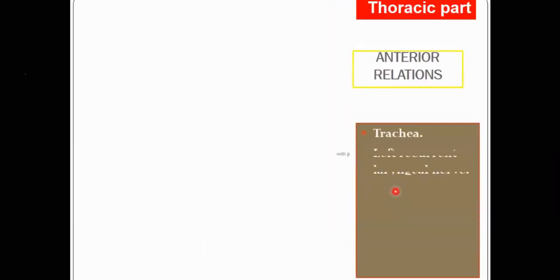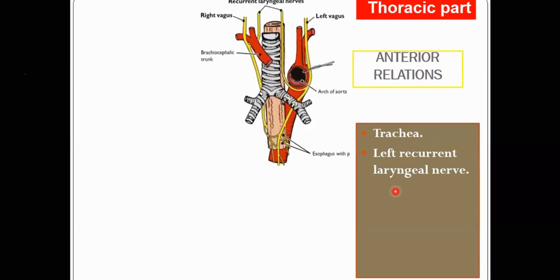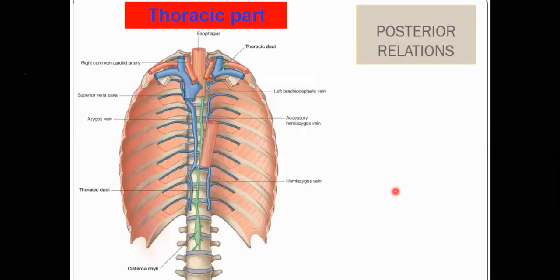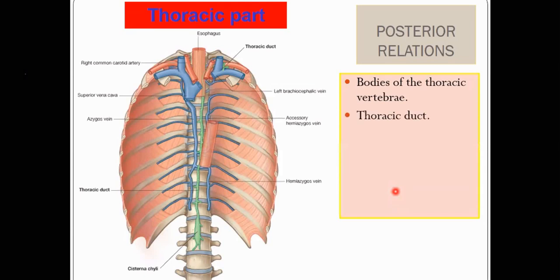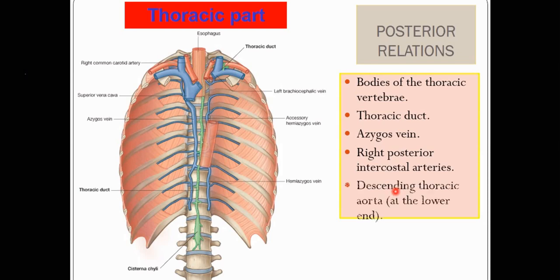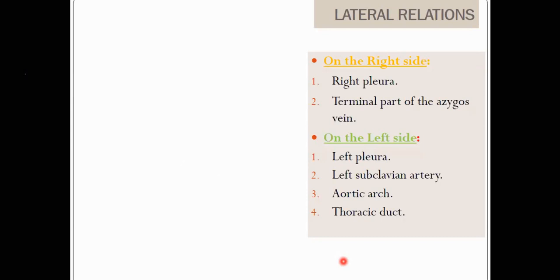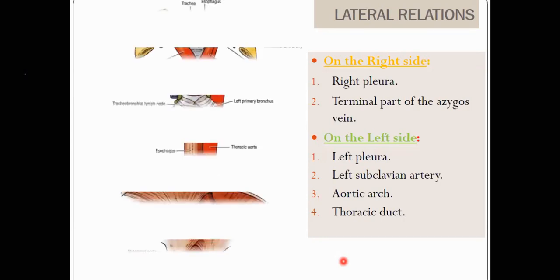Anterior relations: trachea, left recurrent laryngeal nerve, principal bronchus and pericardium, they all are lying anterior. The posterior relations in the thoracic part: body of thoracic vertebrae, thoracic duct, azygous vein, and left posterior intercostal and descending aorta. After removing this esophagus, you can see all these structures lying posteriorly. I think this is the end of the lecture. Lateral relation, definitely lungs and pleura on the lateral side.